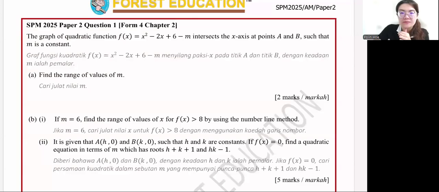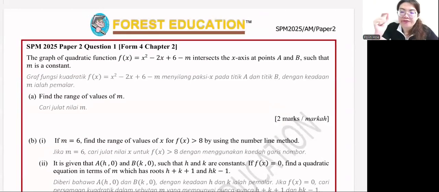Okay, this is Form 4 Chapter 2, SPM 2025, Paper 2, Question 1. The graph of the quadratic function intersects the x-axis at points A and B. It is a little different from previous years. Last time, they would tell you intersects the x-axis at 2 points, but now they upgrade a little.